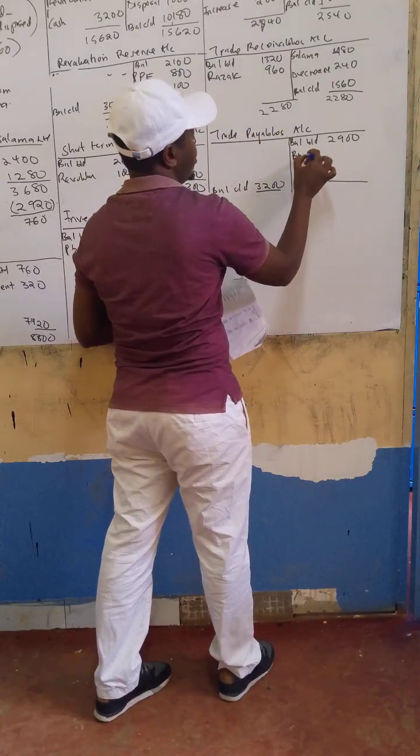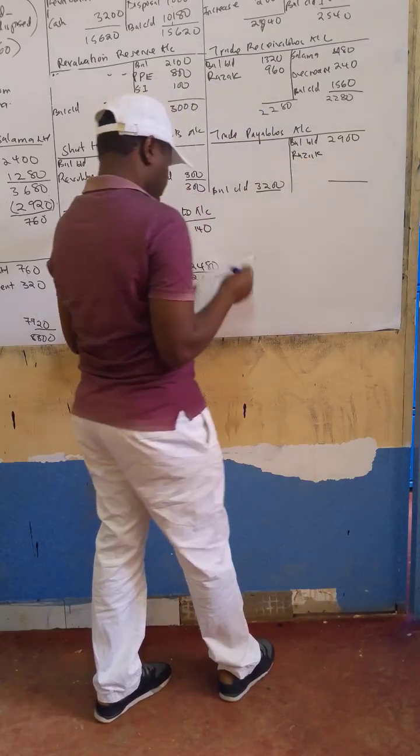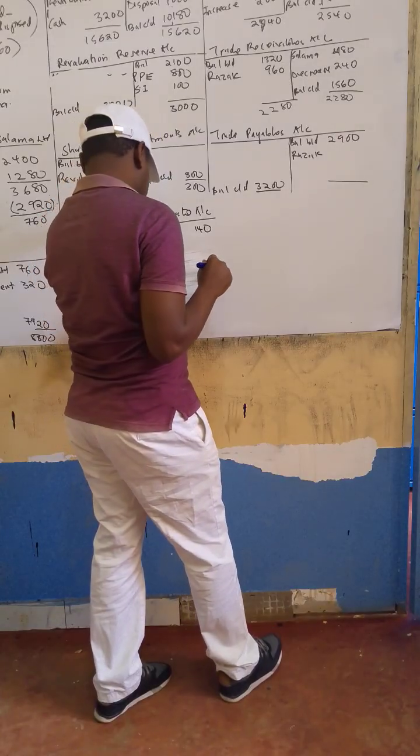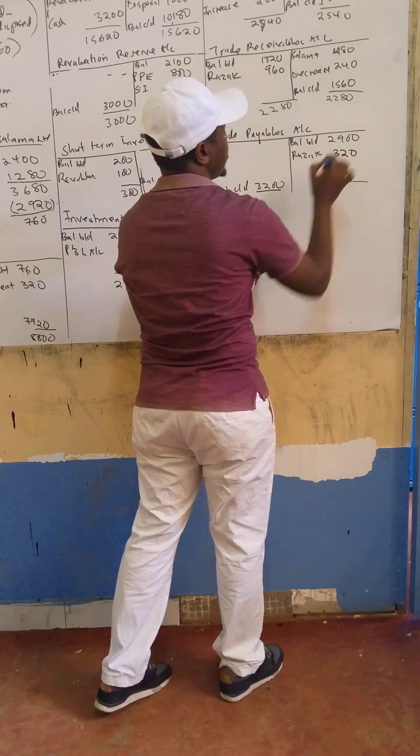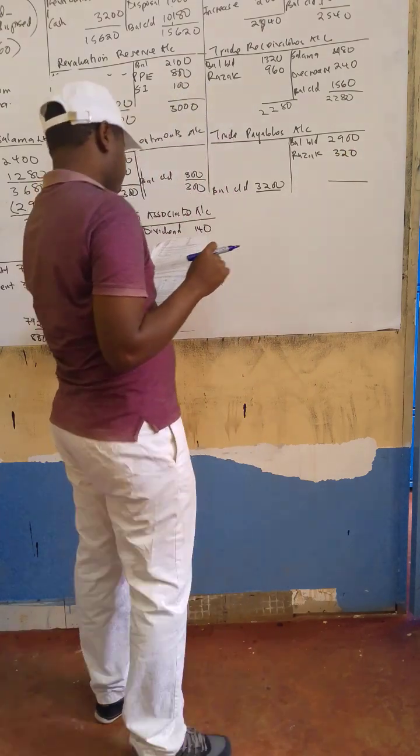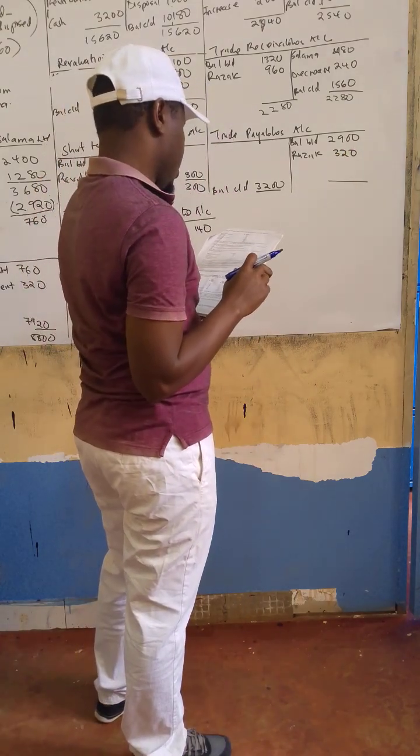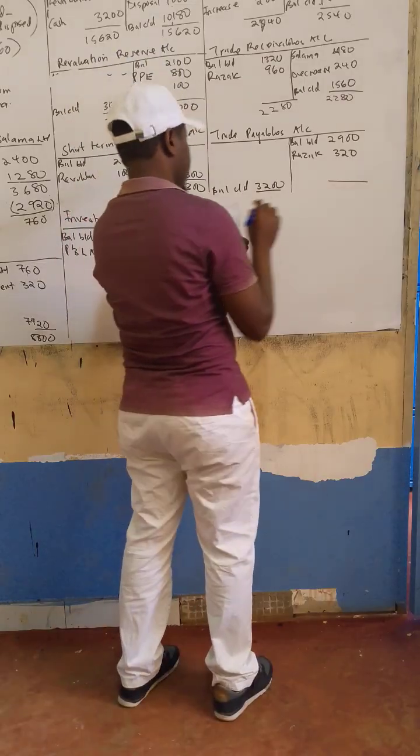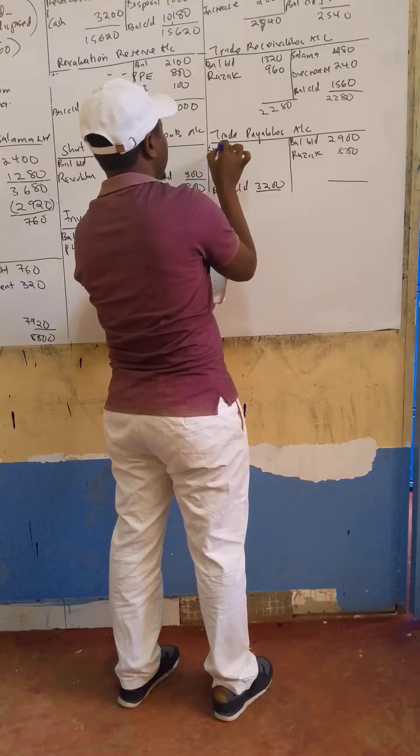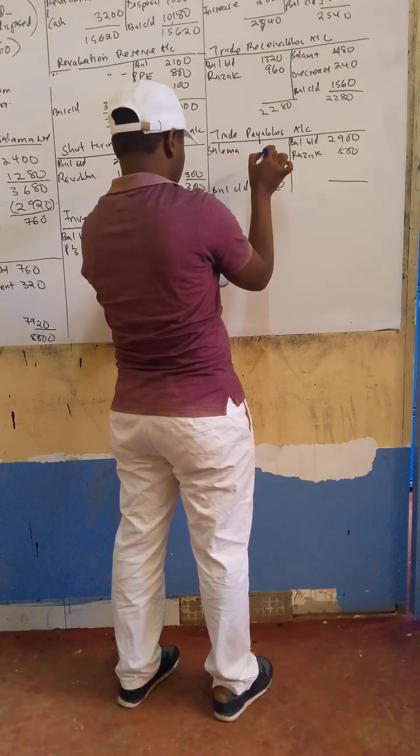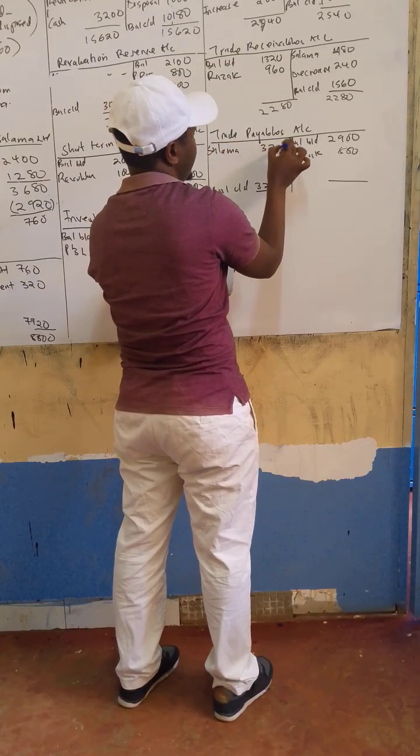Razak came with 320, and this person went with... Razak came with 880, sorry, 880. Then Salama went with 320.